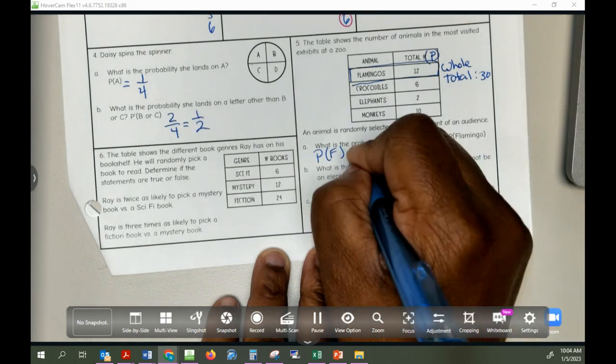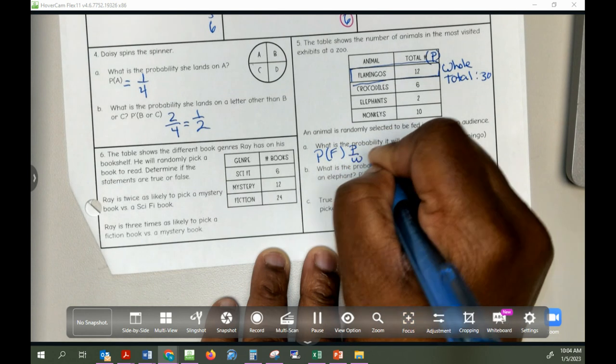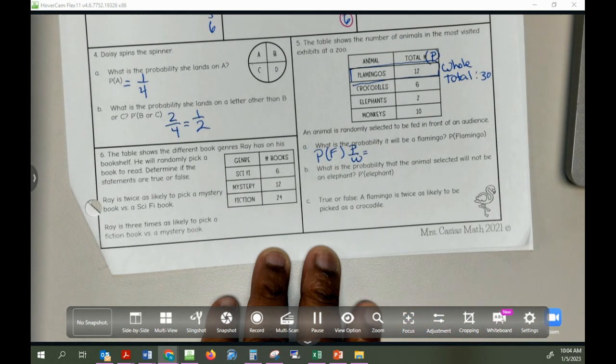Remember, we have to put the part over the whole. So what would our part be? 12. Thank you, sweetheart. But this is Sophia's question. So Sophia, you heard the answer. So now I want you to look at the table. What is the answer now?